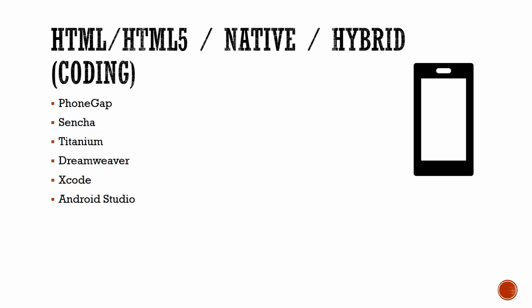And for any coders or programmers in the room, there's always the code version of it. So when we're creating an e-learning authoring solution, coding is always an option. That would be HTML, HTML5, native device like Java or Xcode on iOS or Android, or hybrid, which would be a mix of one of those plus HTML5. Some libraries and software packages would include PhoneGap, Sencha, Titanium, and then old school Dreamweaver.